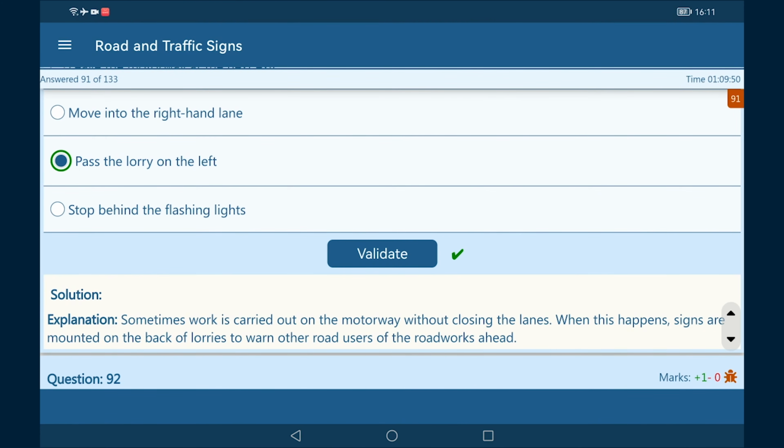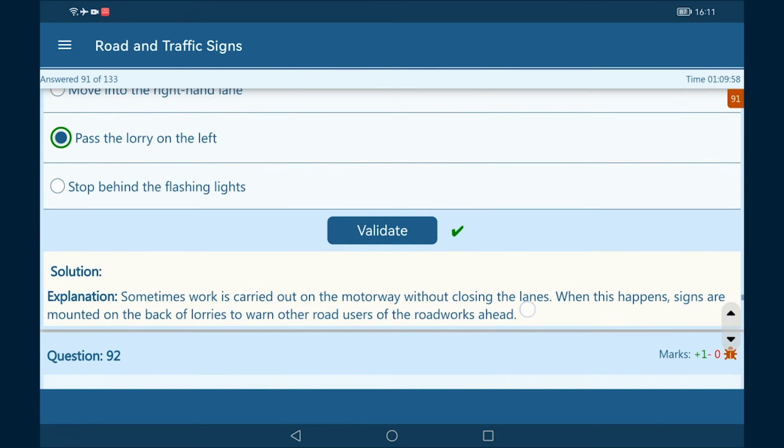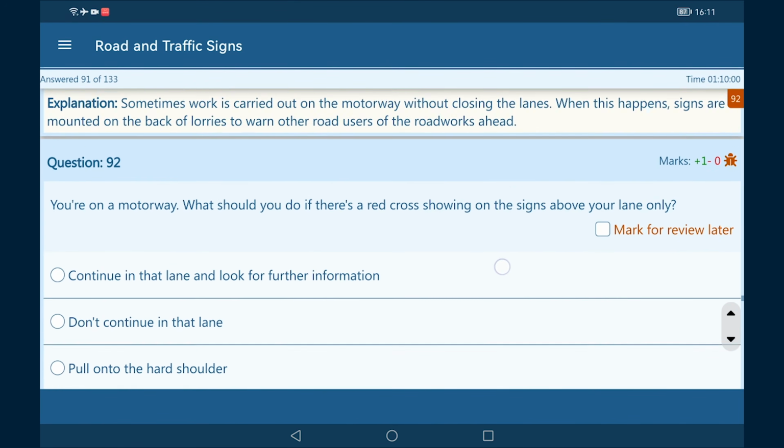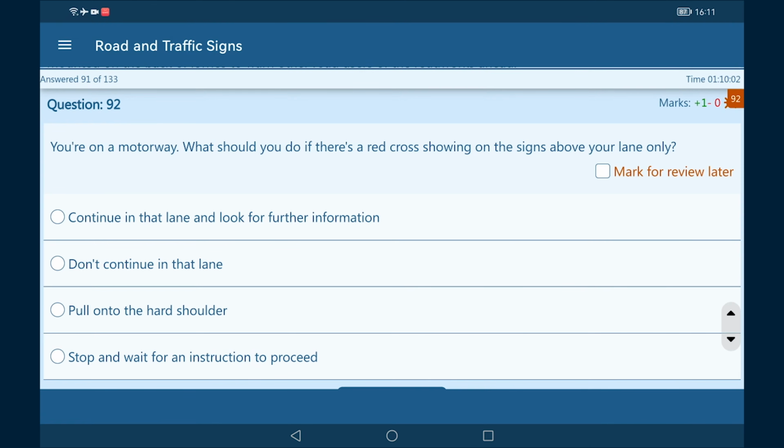Explanation. Sometimes work is carried out on the motorway without closing the lanes. When this happens, signs are mounted on the back of lorries to warn other road users of the roadworks ahead. Question 92. You're on a motorway. What should you do if there's a red cross showing on the signs above your lane only?